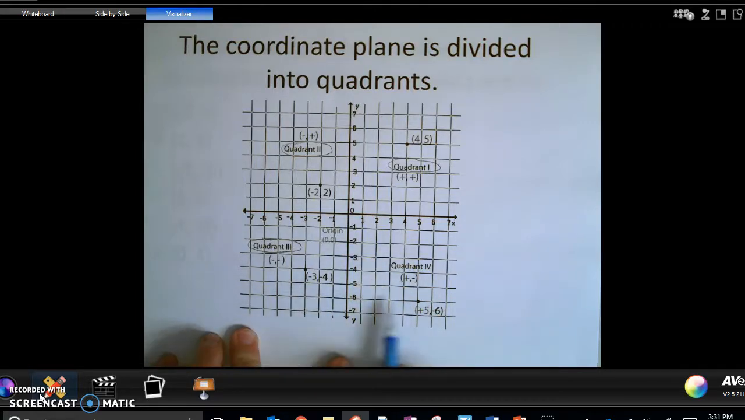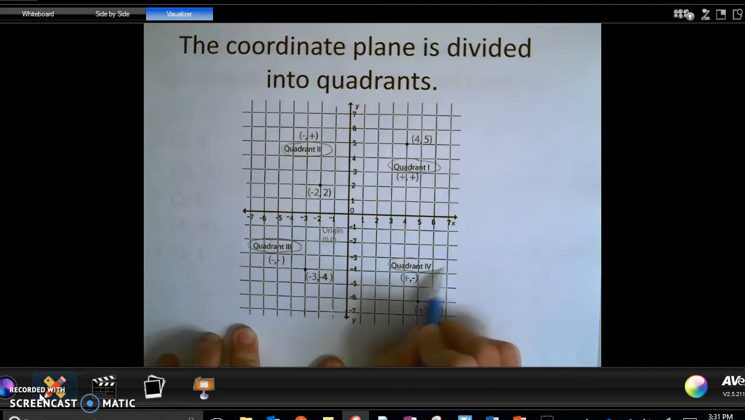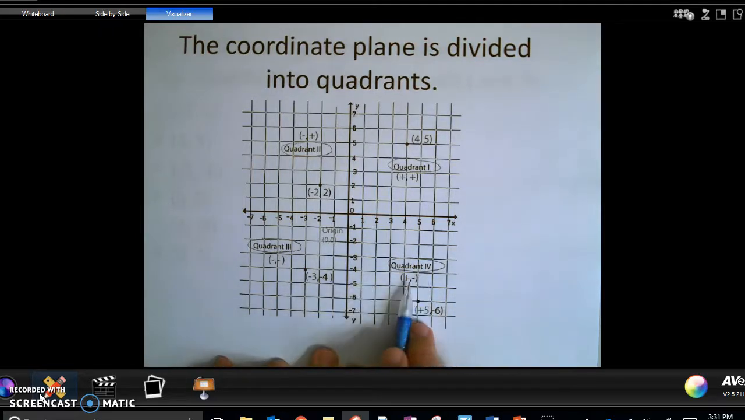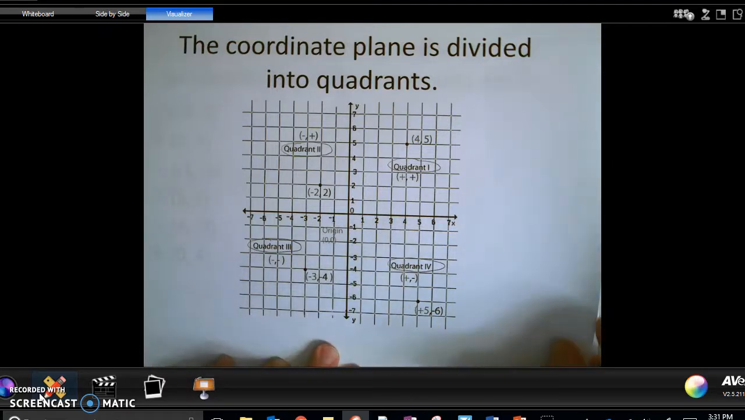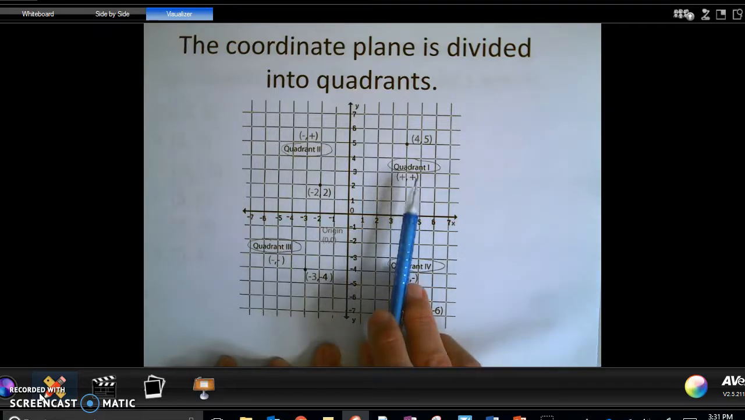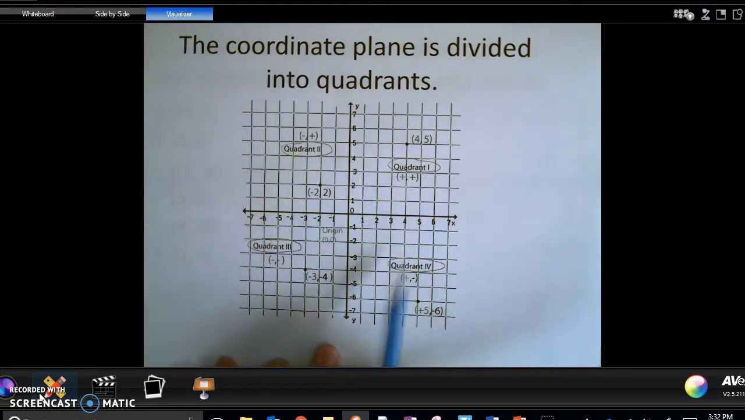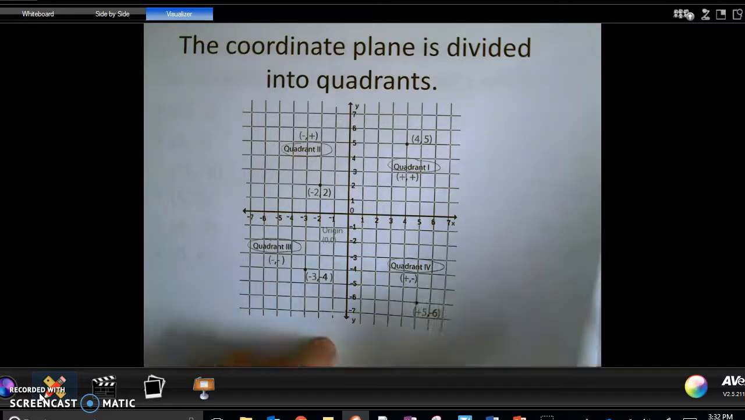And as I finish my counterclockwise trip around the coordinate plane, I land in quadrant 4, where my x values are positive, but my y values are negative. So an example would be the point 5, -6. So from the origin, I'm moving right 5 and down 6. Most of our work for a good portion of the year will take place in quadrant 1. So that's easy to remember. And then just remember to move in a counterclockwise direction to name the remaining quadrants.